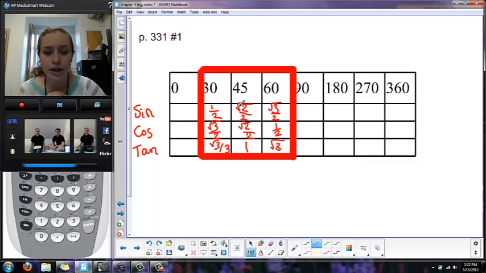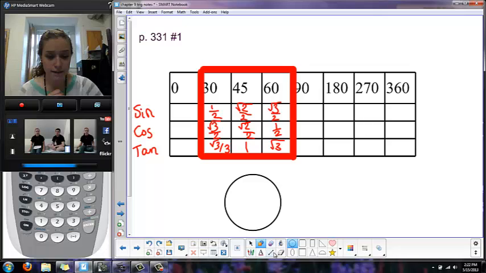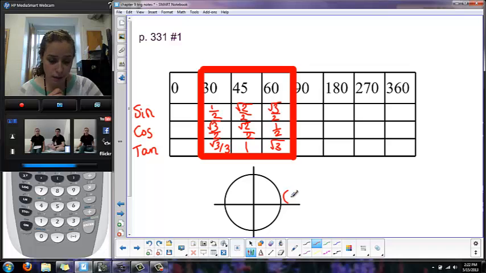Okay, now where can I figure out what the sine, cosine, and tangent of 0, 90, 180, 270, and 360 are? Well, I could make myself a unit circle. And you should be saying, oh yeah, I remember that. I can do that. Then what am I going to do? I'm going to label my points. So my x is 1, 0, 0, 1.